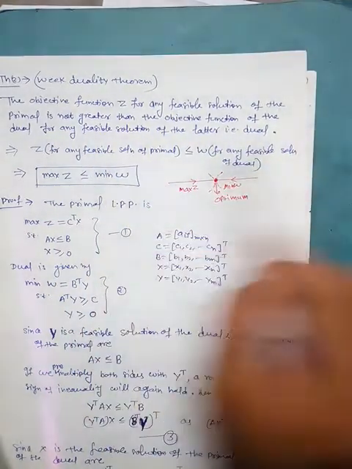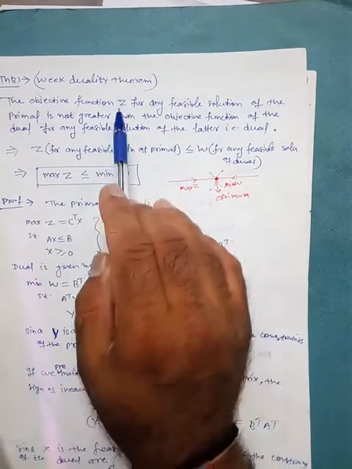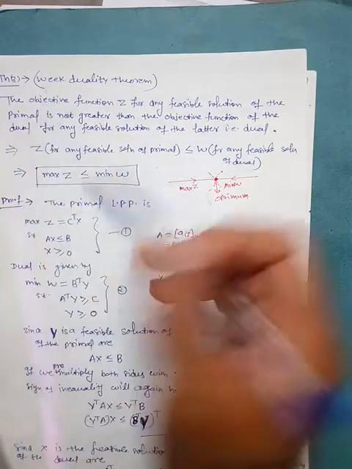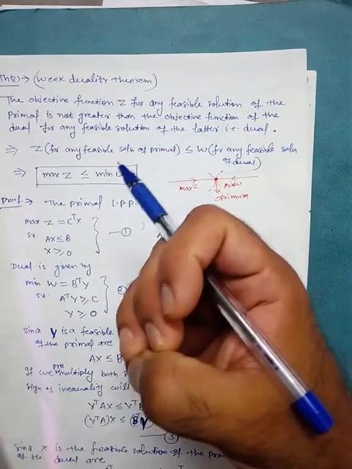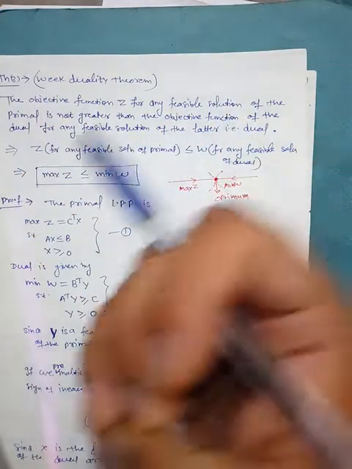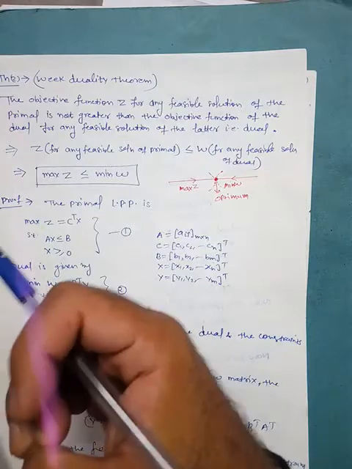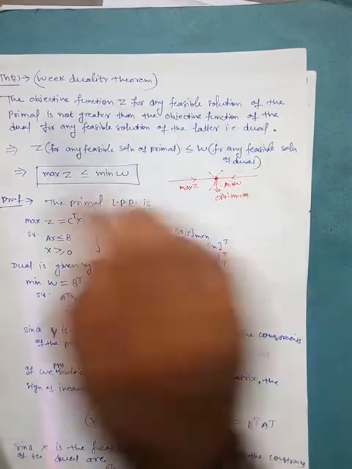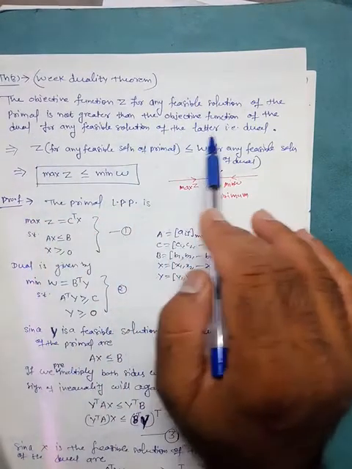What is the meaning? The meaning is that the objective function z for any feasible solution of the primal, that means take any feasible solution of the primal and evaluate the objective function there, that value is not greater than the objective function of the dual for any feasible solution of the dual.